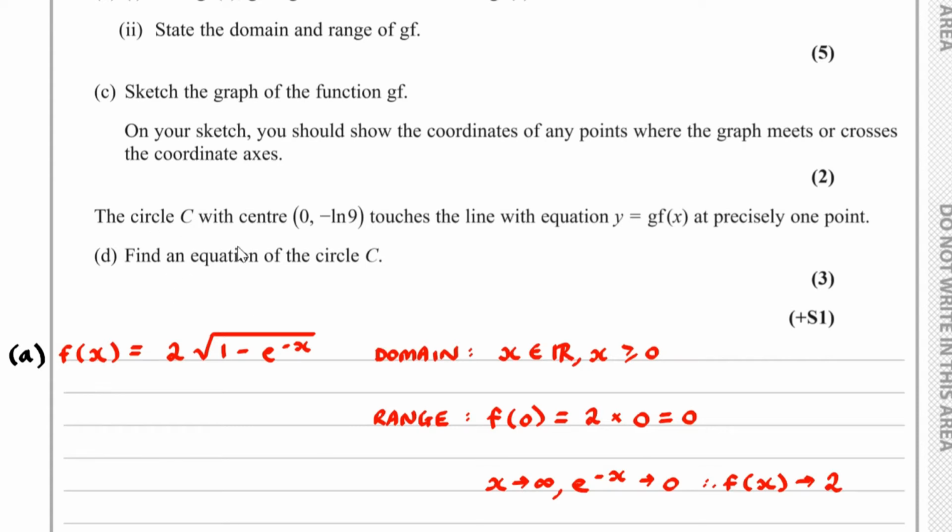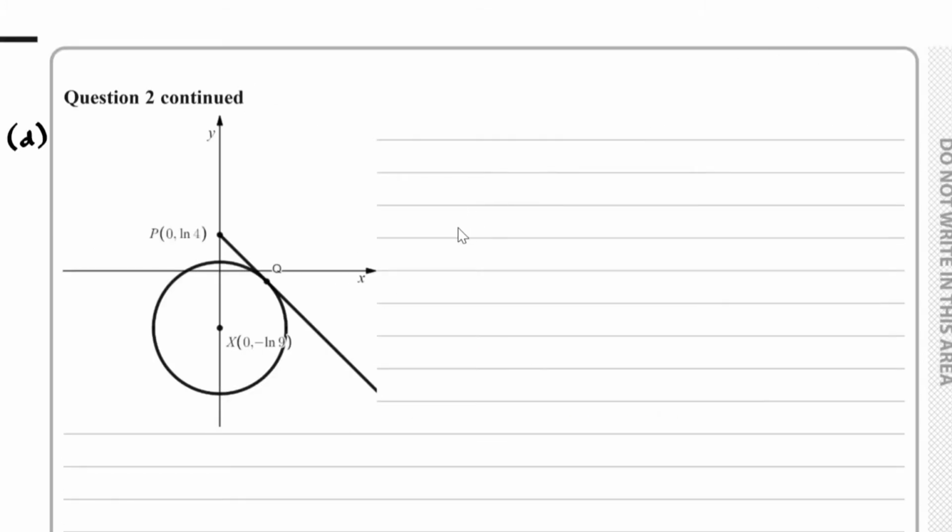For part D of the question, the circle C with centre 0, minus natural log 9, touches the line with the equation y equals g of f of x at precisely 1 point. We have to find an equation of the circle C. Now here is a sketch of the circle and the line, and the line and the circle meet at exactly 1 point, P, say. And what we need to do is find the equation of the circle. Well, we know the centre, but what we do not know is the radius r. So we need to somehow find out what r is.